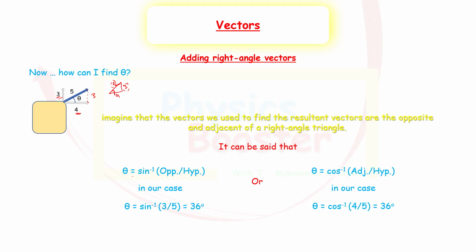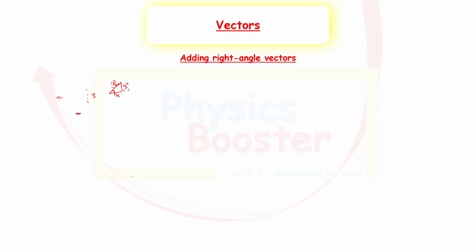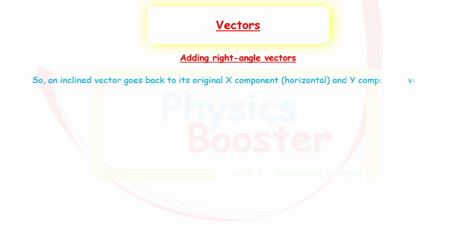Let's go a little bit further. Third step. So we learned how to add vectors if they were horizontal or vertical. We also learned how to add vectors if they were at a right angle to each other. But how can I add vectors if they were not at a right angle to each other? First of all, for an inclined vector, I can turn it back into its original components. I can give it an x component and a y component. For any inclined vector, I can turn it back into its components in the x direction and the y direction. So the x component is going to be the resultant vector, which we already found, multiplied by cosine of the angle.